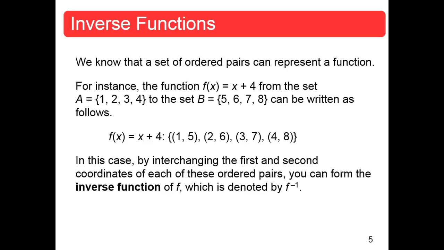Now in this case, you can interchange the first and second coordinates of each of those, and you come up with an inverse function. And what we'll name that inverse function is this. F to the minus 1. Now, when you see a function symbol with a minus 1, that means inverse. That's the inverse function of f. That's what that means. If you see x to the minus 1 or 7 to the minus 1, what does that mean? 1 over x or 1 over 7.